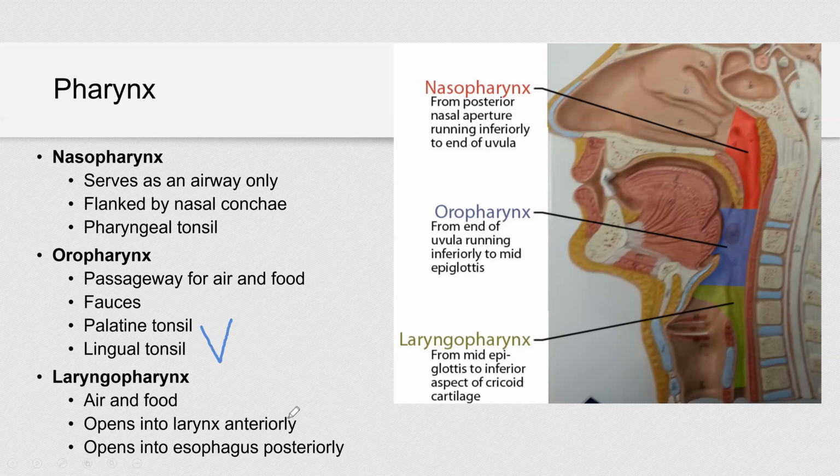And the laryngopharynx also carries both food and air. It opens into the larynx, and then we will have the trachea, and it opens into the esophagus posteriorly. So this is your larynx, and after the larynx you have the trachea. The pharynx is this. We have the laryngopharynx, which posteriorly goes to the esophagus, and anteriorly goes to the larynx.